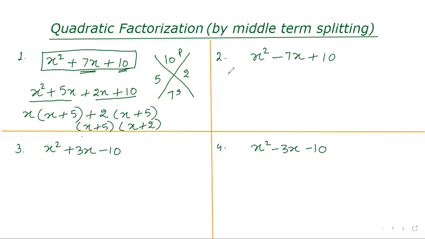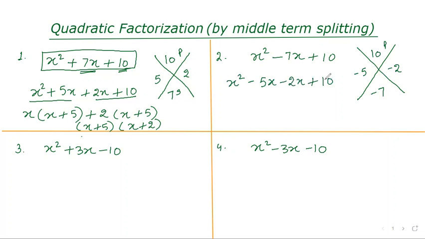Now there is the second kind. In this, we see that the constant term is positive, but the middle term is negative. So we have to take two numbers whose product will be 10 and the sum will be minus 7. So those two numbers will be minus 5 and minus 2. So in place of minus 7x, we'll write minus 5x minus 2x and then plus 10 here.